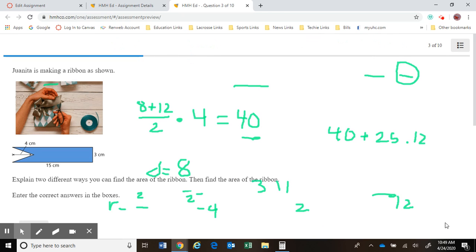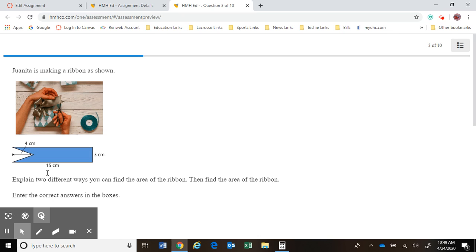All right, moving on. Let me wipe the screen here. All right, Juanita's making a ribbon. So a couple of you I talked to, it looks like there's a rectangle, and it's got a bite taken out of it. It's like scissor marks or something taken out of it. What shape has been taken out of it? What does that look like if I complete that shape? If I draw from here to here, what shape is that?